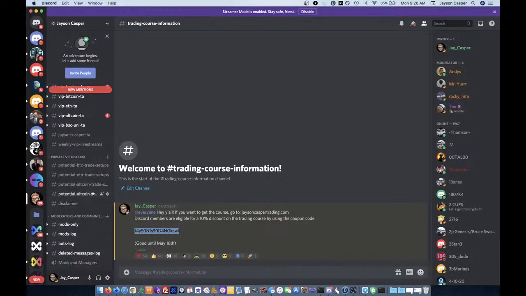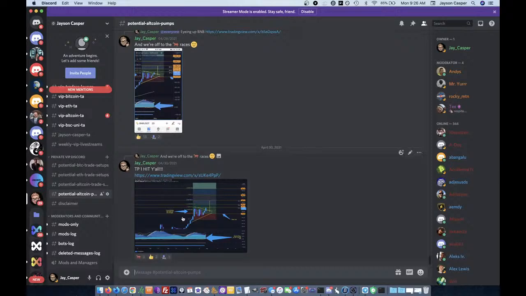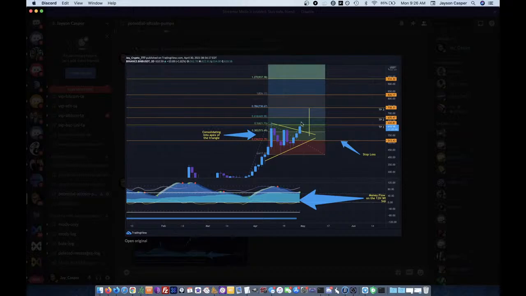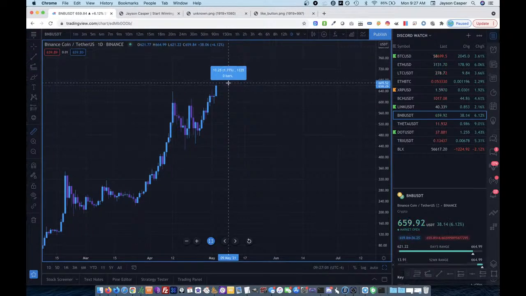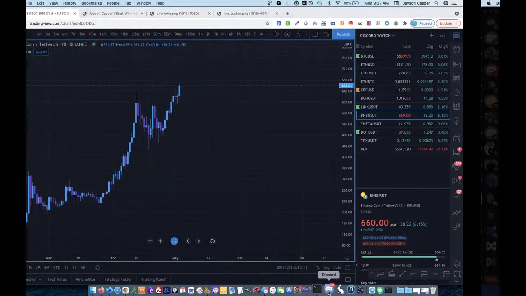Let me come into the Discord here, because where did we post the Binance trade that I posted in the Discord? My second take profit on that is 670. So we have about $10 to go, and then my second take profit will be hit. That's about 1.8% more of a pump, and then the second take profit will be hit. Pretty cool. Pretty dang cool.